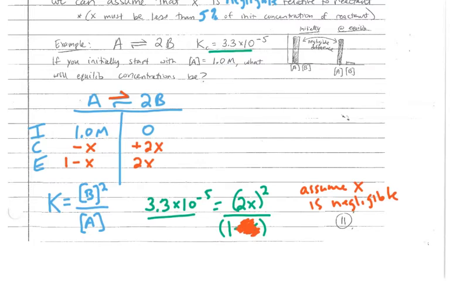So instead we have 3.3 times 10 to the negative fifth equals 2x squared over 1. Now this is a lot easier to solve. So it's just 3.3 times 10 to the negative fifth equals 2x squared, which is 4x squared, because it's 2 squared and x squared. So now we just divide both sides by 4.